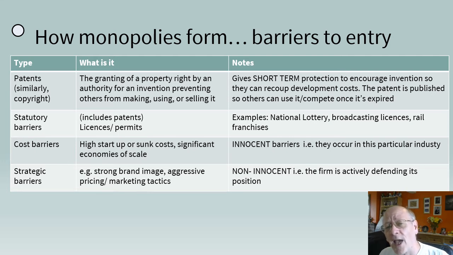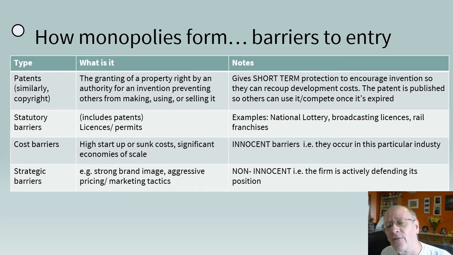Similarly, economies of scale. The existing firm has these, new firms don't, so they're going to find it difficult to break in. These are regarded as innocent barriers to entry, i.e. there's not much the government could do about it, or not much the government would want to do about it, because they naturally occur in a particular industry.